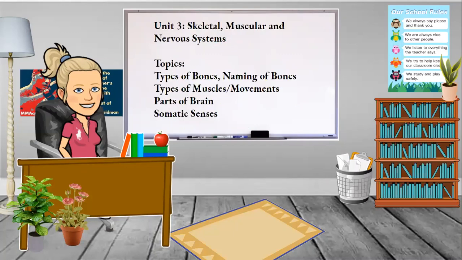In Unit 3, this is probably the most exciting of the three different types of units that we'll be doing. First, we'll be doing the skeletal system. We will talk about the different types of bones, the naming of bones, the location of bones, and different types of breaks that can occur to these bones and how long it will take to repair that particular bone. Also, we'll be talking about the muscular system.